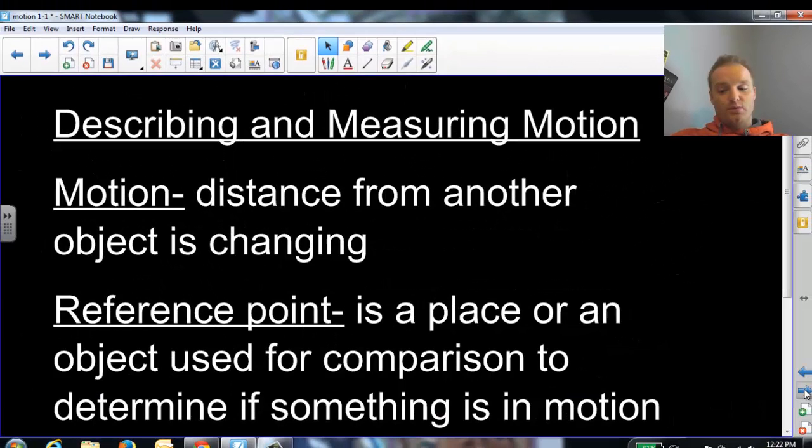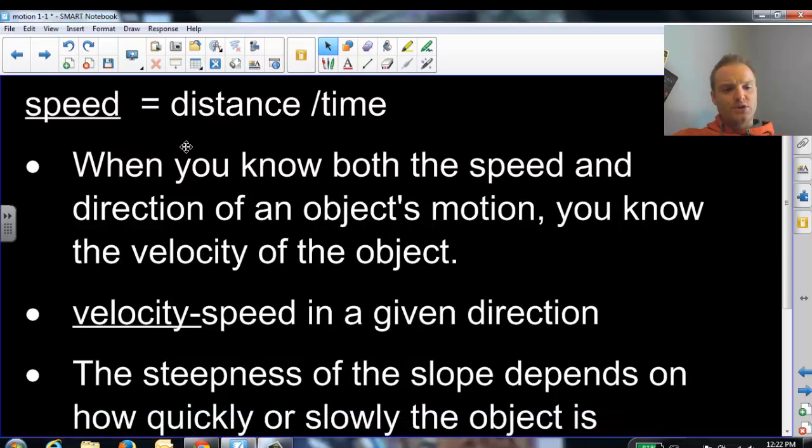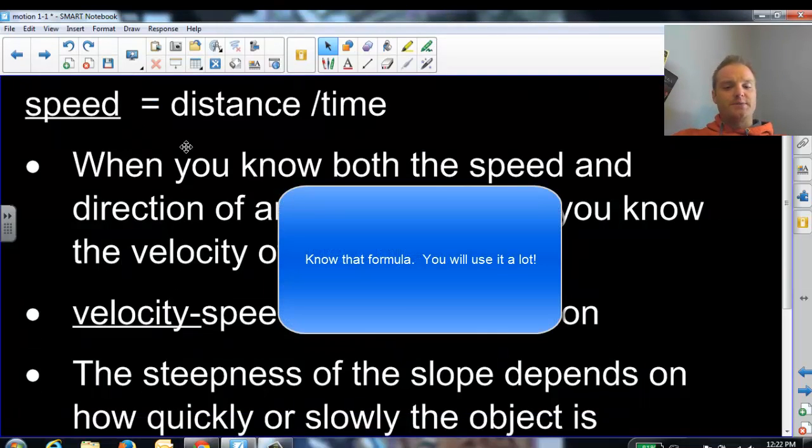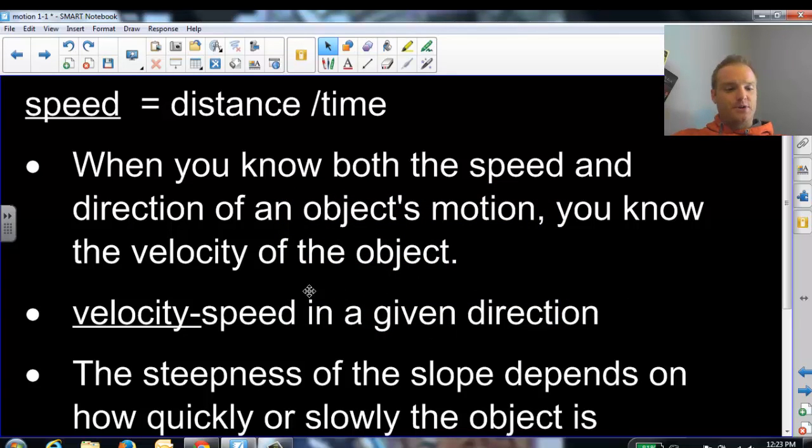So, when we understand how motion is compared to a reference point, we're going to be focusing on the idea of speed. And speed is distance divided by time, is the formula to calculate speed. So when you know both the speed and direction of an object's motion, you also know the object's velocity. So velocity, simply put, is speed in a given direction. So if I'm traveling to Madison, I'm going 65 miles an hour north. My velocity is 65 miles an hour north.